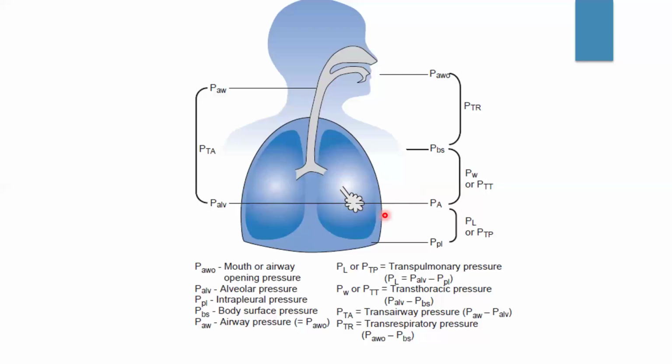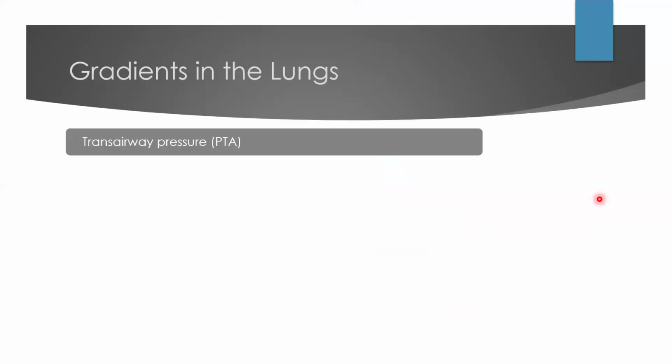It will be the difference between the pulmonary, so the alveolar pressure, minus the pressure at the body surface. That will be a transthoracic pressure. And there is a transrespiratory pressure, which constitutes all these pressures, which will be the difference between the airway pressure minus the body surface pressure, which includes the sum of all these pressures. Those are the four gradients.